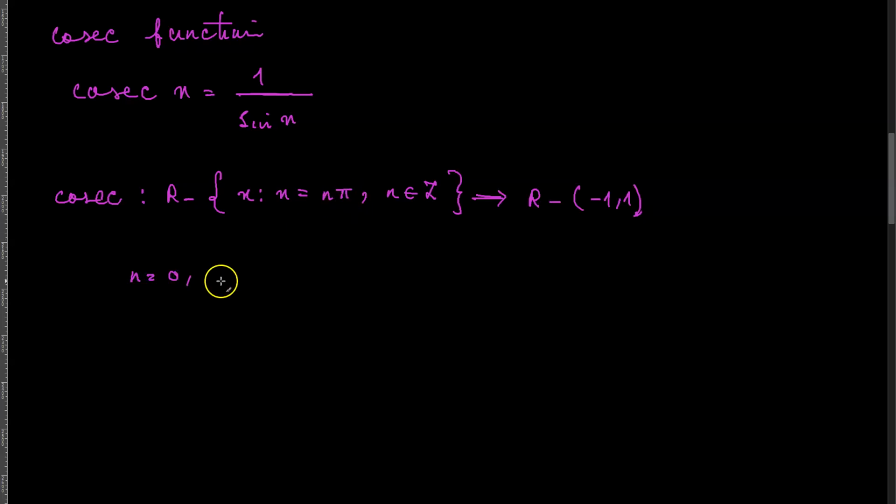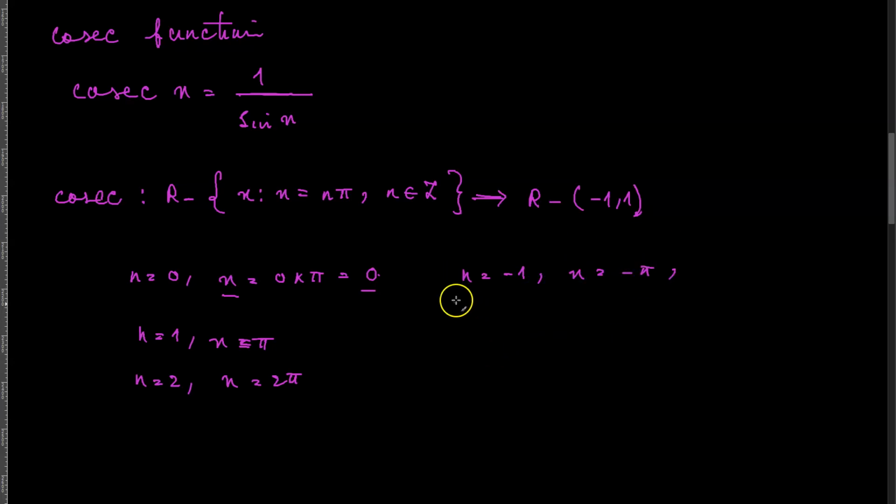For example, let's say n is equal to 0, then x is equal to 0 times pi, which is equal to 0. At x equal to 0, 1 over sine of 0 is not defined, so you will get a vertical asymptote. If n is equal to 1, then x is equal to pi, at which point your function would not be defined. You will get a vertical asymptote. At n equal to 2, x is equal to 2 pi, the function is not defined. At n equal to -1, x is equal to -pi, not defined either. And at n equal to -2, x is equal to -2 pi, again not defined, and so on and so forth.